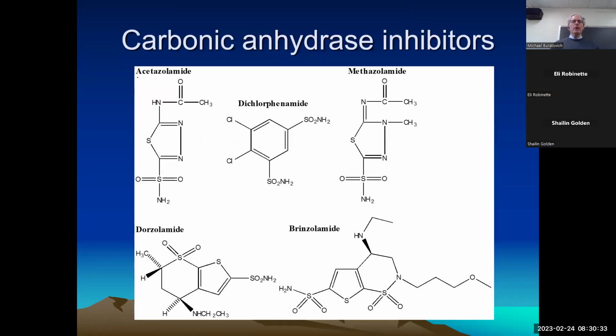So here's the big gun. This drug is very inexpensive. It's very old. Works quite well. And notice these drugs tend to end with amide: acetazolamide, dichlorphenamide, methazolamide, brinzolamide, dorzolamide. These are your carbonic anhydrase inhibitors, not used so much anymore for blood pressure, but they are used for high altitude sickness, and they are used for systemic alkalosis.